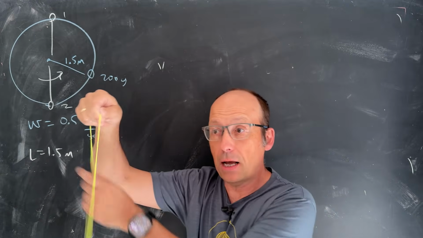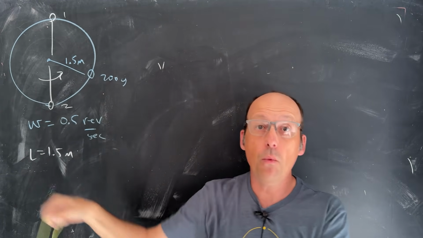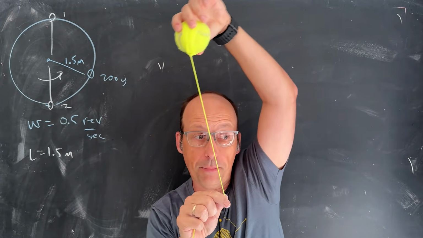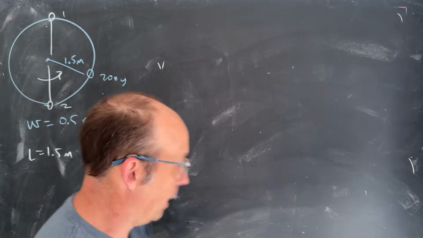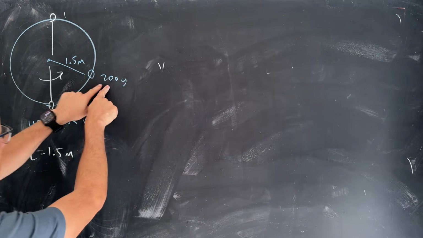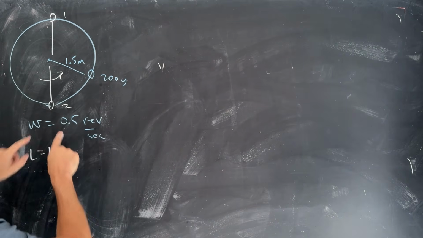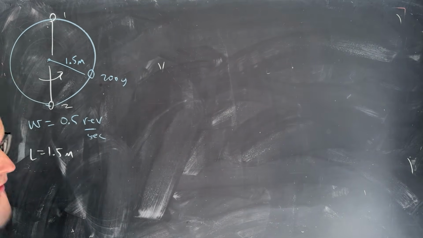So imagine that I have this going at a constant angular velocity, okay? And I want to calculate the tension at the bottom of the swing and at the top of the swing. Okay, so let's just get to it. So I have my picture right here. It's a 200-gram mass on the end of a 1.5 meter long string, and the angular velocity is 0.5 revolutions per second. Let's just start at the top.